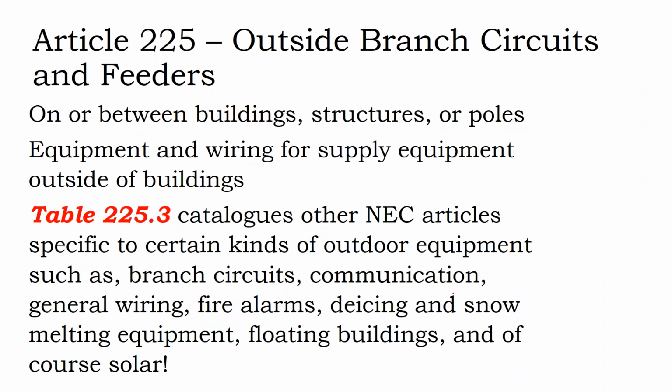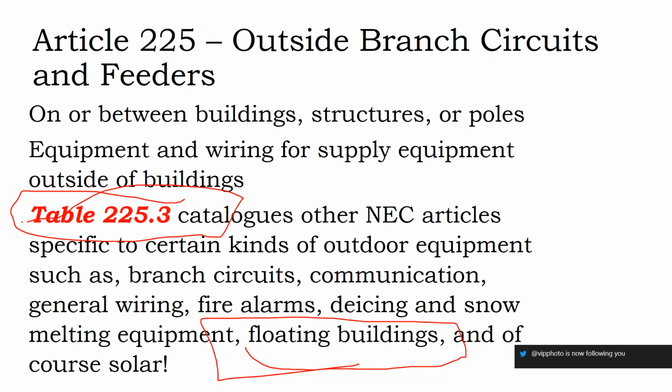We have rules for branch circuits that are outside rather than inside. You know, different rules for if they're on building structures and poles and otherwise. So we have a table that catalogs these rules for different kinds of outdoor equipment. There are specific code rules for floating buildings. So if you wanted to get into floating solar, Table 225.3 is like the real table of contents to your specialized outdoor equipment circuits.